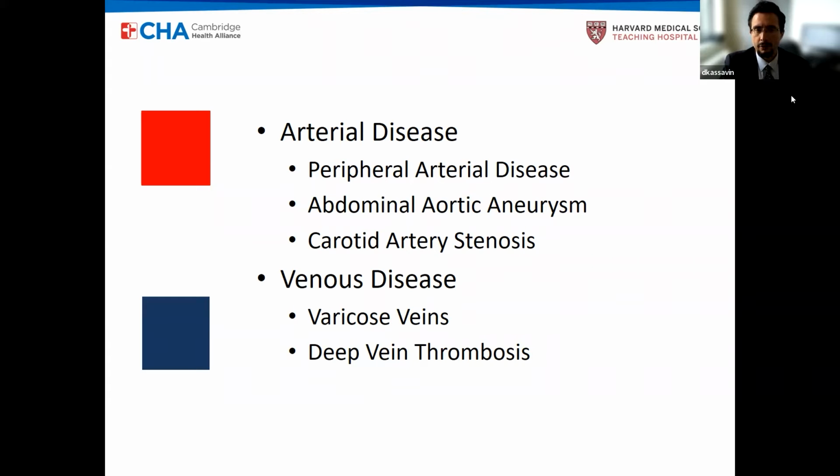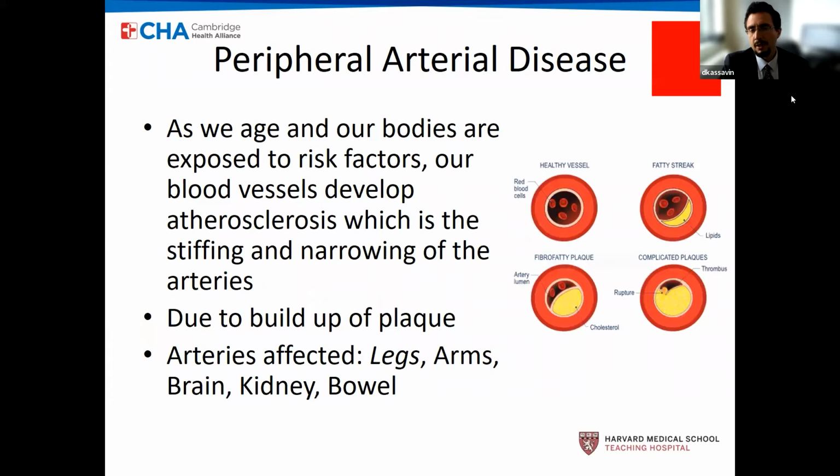Starting off with peripheral arterial disease, peripheral arteries essentially are all the blood vessels that supply the extremities, your arms, your legs, and all the organs. As our bodies age, we're exposing our bodies to various risk factors, and I'll be going into the risk factors in the following slides. As a result of these risk factors, we could develop plaque, and this is called atherosclerosis.